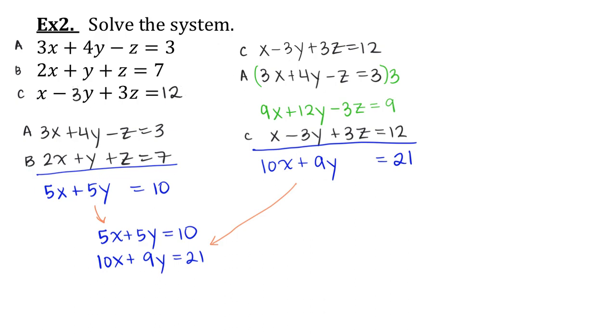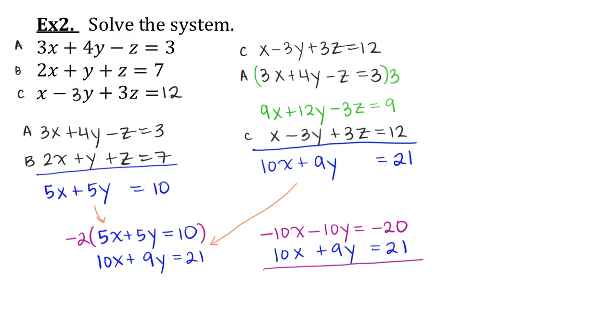What do I want to do? Looks like elimination. What's the easiest way? Let's times the top one by negative 2. Okay, so what's that going to be? That's going to be negative 10x, negative 10y, negative 20. Second equation stays the same. Okay, now let's try to solve this. Okay, the x's cancel. What do I get? Negative 1y equals 1. Divided by negative 1, I get y equals negative 1.